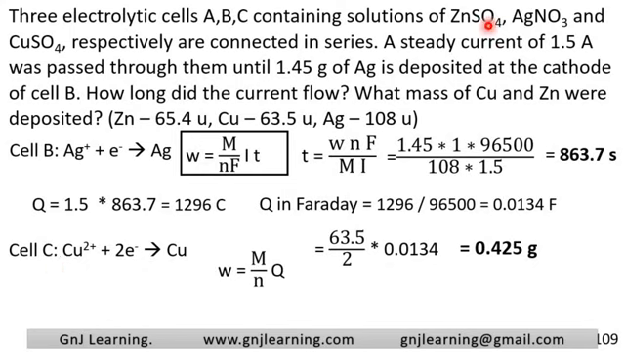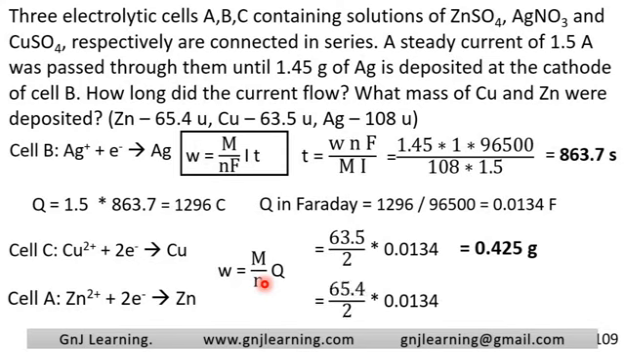What about in cell A? It is zinc sulfate. So Zn2+ accepting 2 electrons giving Zn. I can use the same equation here. Substituting, the molar mass of zinc is supplied, that is 65.4 divided by 2 into 0.0134, which is equal to 0.438 grams.